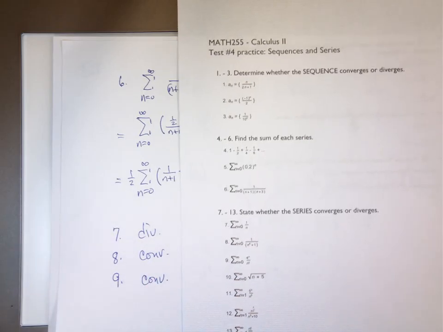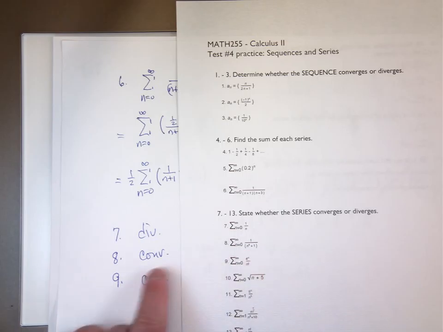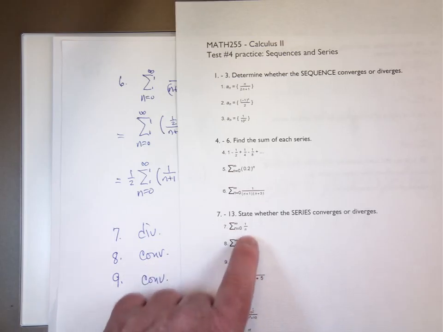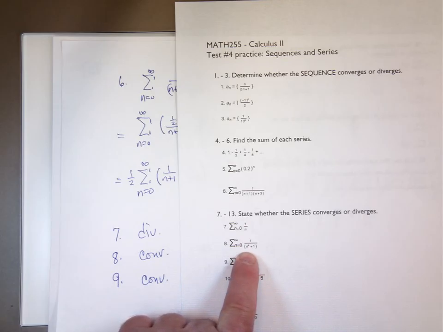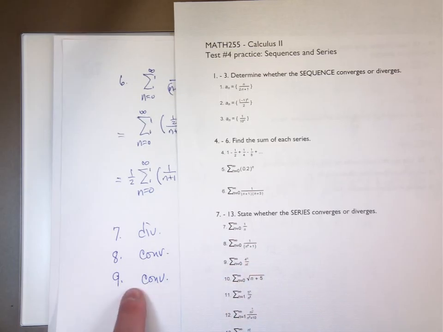It diverges. Difference in degrees is the bottom line. Difference in degrees is 4, good enough to converge. As long as the difference in degrees is greater than 1, it will converge. This converges because n factorials increase faster than exponential forms. As long as this is increasing much faster than this, these terms will go to 0 quickly enough to cause the series to converge. Number 9 converges.